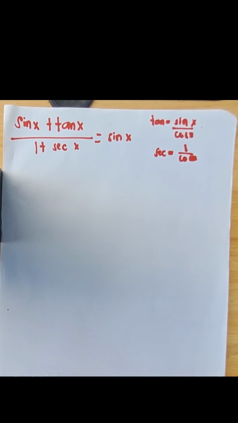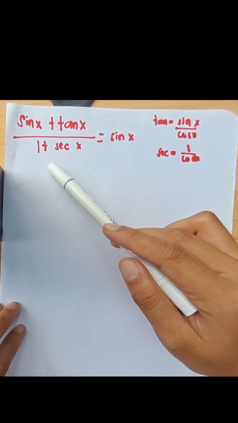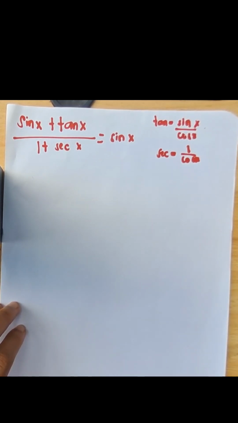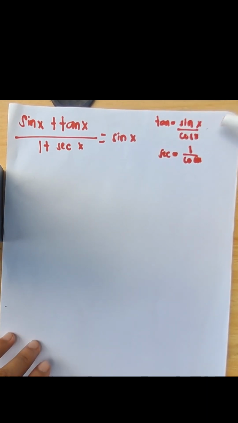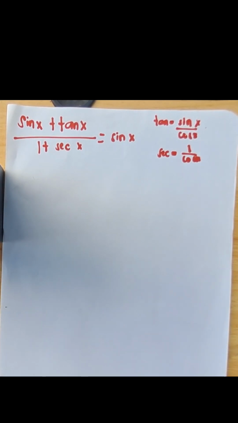Today we're going to prove these trigonometric identities, which is (sine x plus tan x) over (1 plus secant x) equals sine x. So, first, we need to convert all the trigonometric functions to sine and cosine. We know that tan x equals sine x over cosine x. Then the secant x equals 1 over cosine x. Now, let's substitute those into the equation.